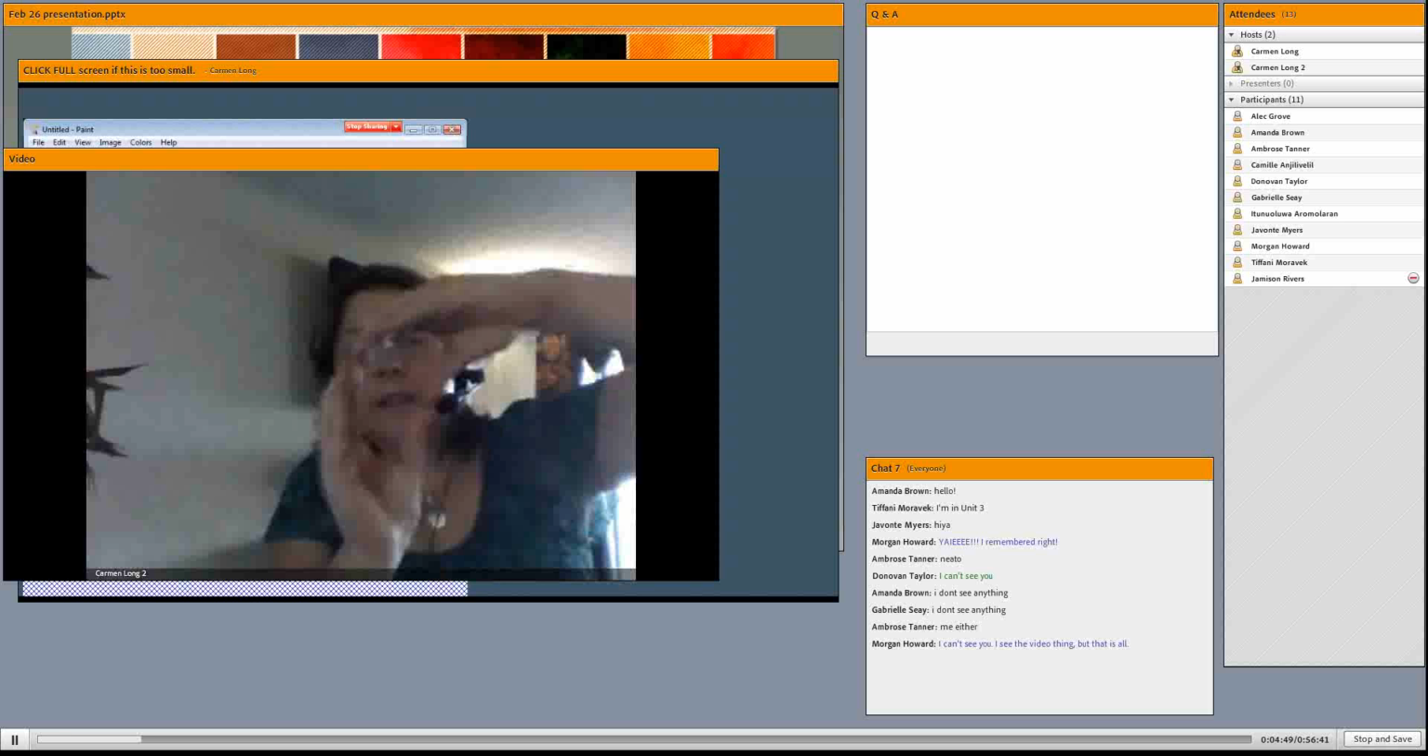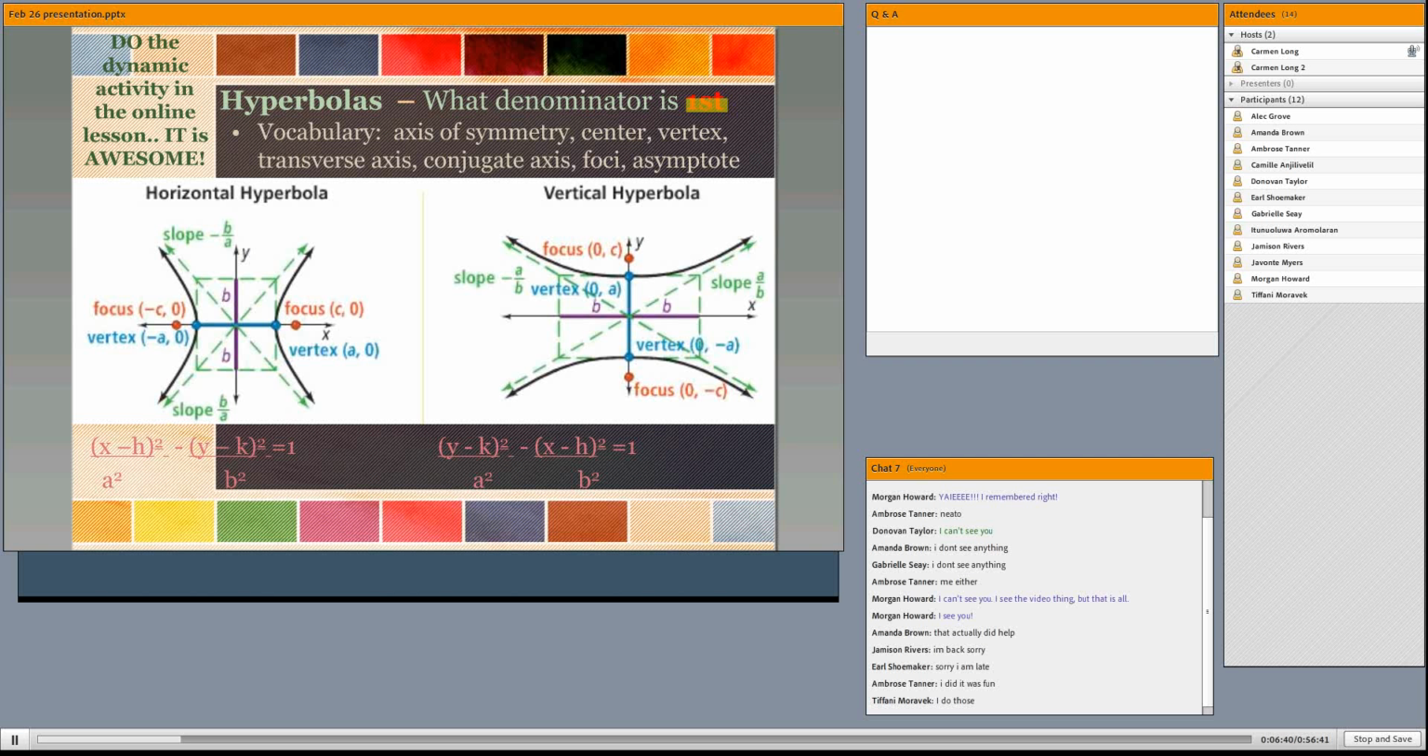Or y minus k squared over a squared minus x minus h squared over b squared equals 1. Now notice, with ellipses, a was always under the bigger axes. Here, a is always first. If x is first, it opens on the x-axis. If the y is first, it opens on the y-axis. Okay, it's all about the graph, the equation, and how that relates to the graph.